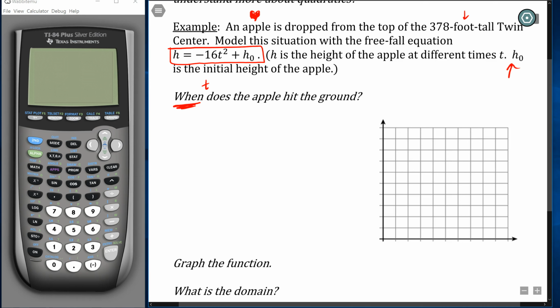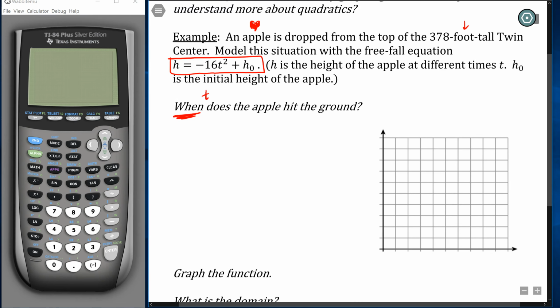H sub 0, or H naught as we sometimes like to call it, is the initial height of the apple. So this is what we call a constant. I can plug this in right away. So let's think about some things that I know. What is my H? What is my t? What is my H naught? Well, I said that I'm going to be solving for t. So let's leave t in the equation. H sub 0 is the initial height, and since I'm standing on top of the Twin Center, instead of H sub 0, I'm going to write 378, because that's the height of the Twin Center.